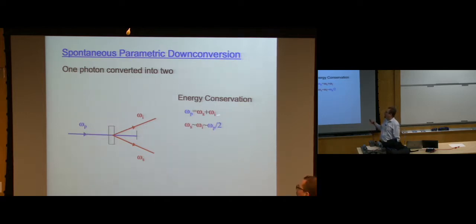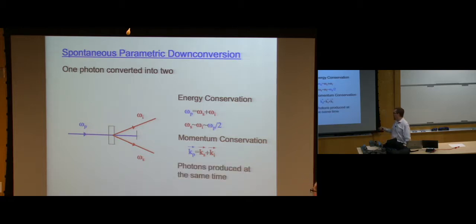And of course, that process has to conserve energy. That also means that the frequencies of these have to add up. It has to conserve momentum. And so if I know the direction that one photon goes in, I know the direction the other photon goes in. And they're always produced at the same time.